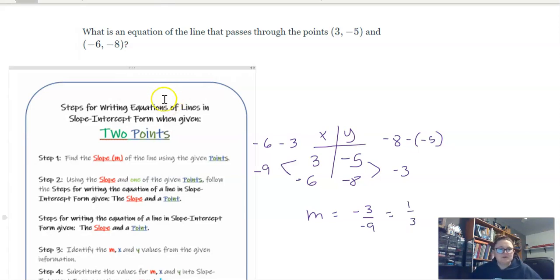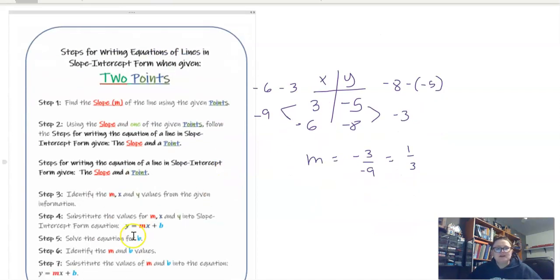So now we've got a slope. Our next step is to do what we did in the lesson before last, because the last lesson was finding the equation of a line from a table. If you haven't done that lesson yet, you could do this lesson first and then go back and do that one, because it's basically the same thing.